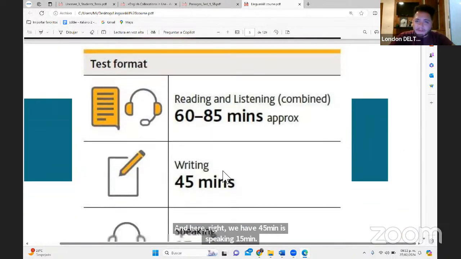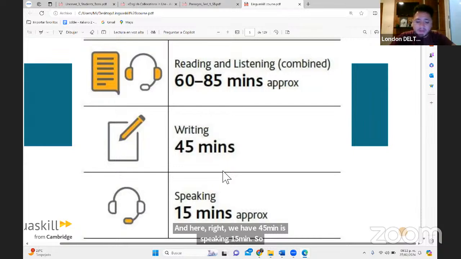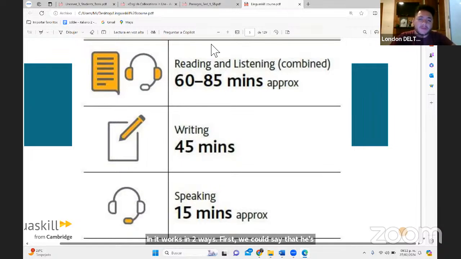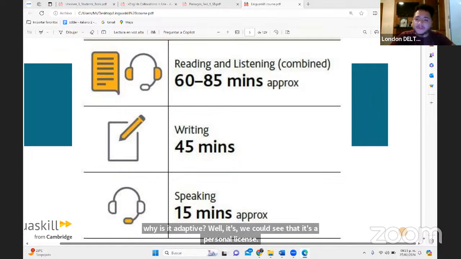So the exam has something interesting. It works in 2 ways. First, we could say that it's an exam that is adaptive. This is one thing about the exam. So why is it adaptive? Well, we could say that it's a personalized exam. So everyone has a different exam.